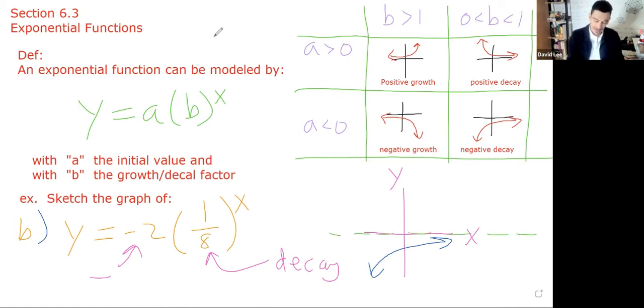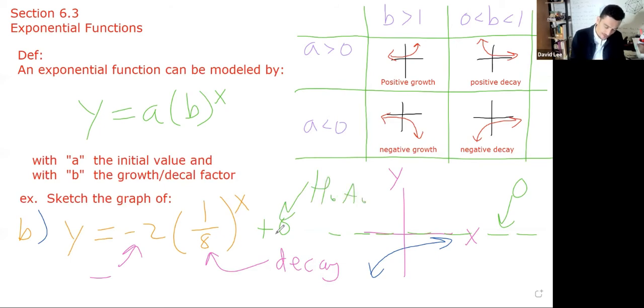You see that horizontal asymptote? That horizontal asymptote is at 0. And the reason that it's at 0 is because this equation had a +0 at the end. You see this number in the back? All your equations for exponentials are going to have a number in the back. That number in the back is going to be HA, the horizontal asymptote. These guys will always have a number in the back, and whatever that is, that's going to be your horizontal asymptote. And then whether it's positive or negative growth or decay, that'll decide the shape.